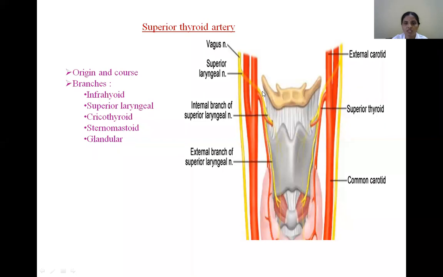So on its course, it provides a first branch, that is infrahyoid artery. It passes below the hyoid and supplies the adjacent structures and anastomoses with the fellow of the opposite side. Same, the infrahyoid branch from the superior thyroid anastomoses in the midline. And after that, it provides an important branch, that is internal laryngeal artery. So means superior laryngeal pass. So that superior laryngeal artery accompanies this nerve here. So what is this nerve?